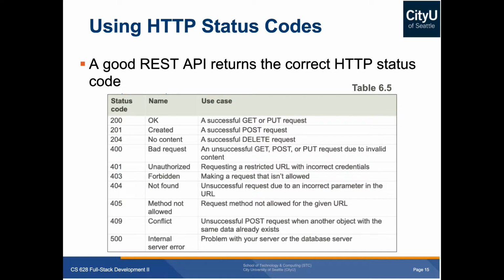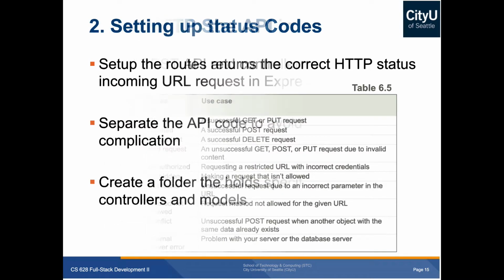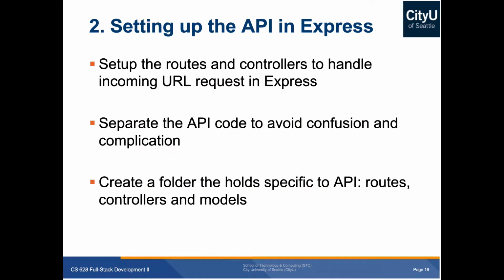And here are the status codes that you should add to your controller as part of your response. Usually the most used are 200, 201, and 404. Setting up the API in Express, you would define routes and controllers, and you separate the API code to avoid confusion and complication.